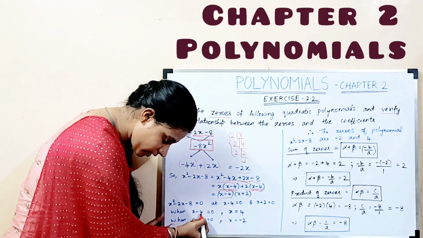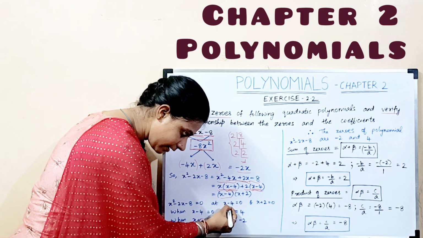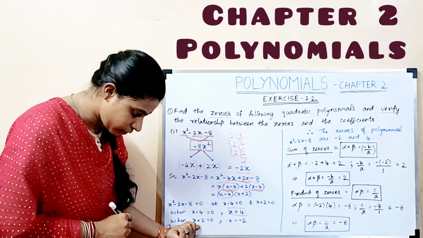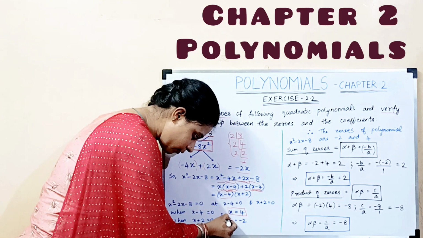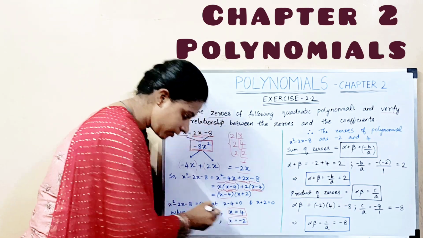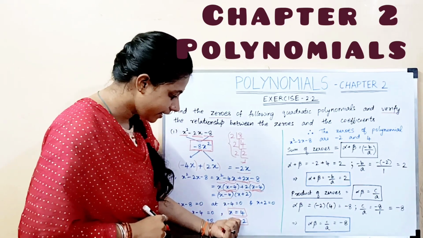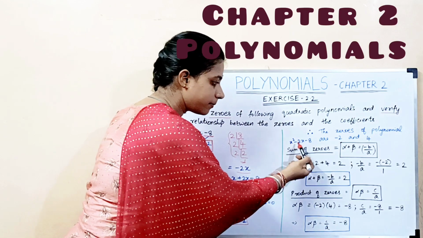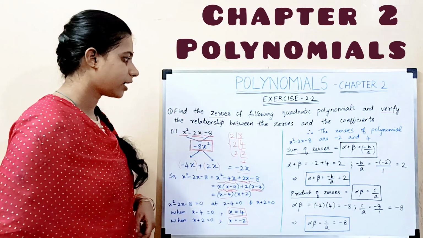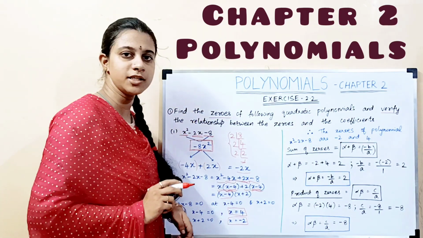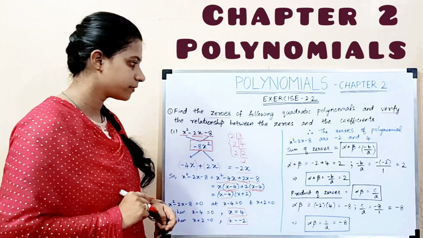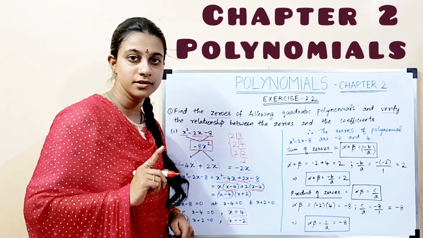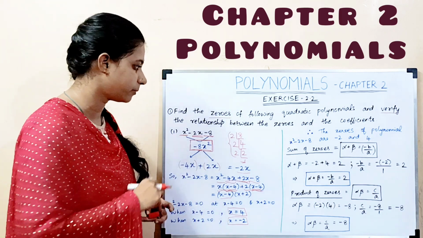When x minus 4 is equal to 0, we get x equal to 4, and when x plus 2 is equal to 0, we get x equal to minus 2. So 4 and minus 2 are the zeros of the quadratic polynomial x square minus 2x minus 8. Now finding the zeros is the first part of this solution. Now coming to the second part, we have to verify the relationship between zeros and the coefficients of the polynomial.